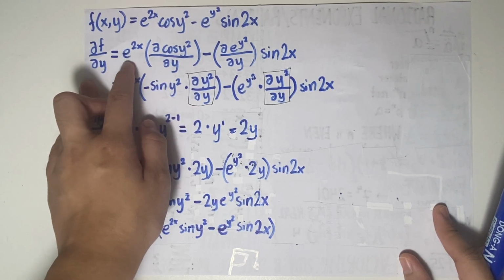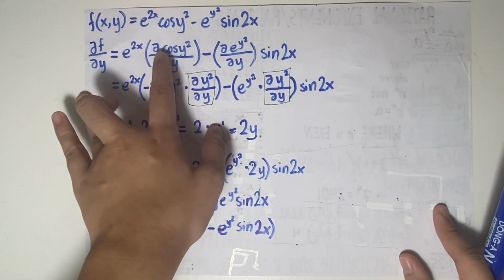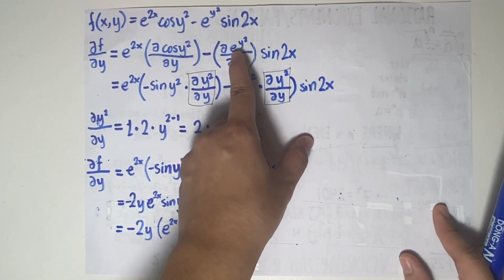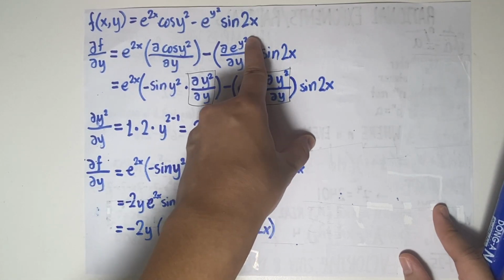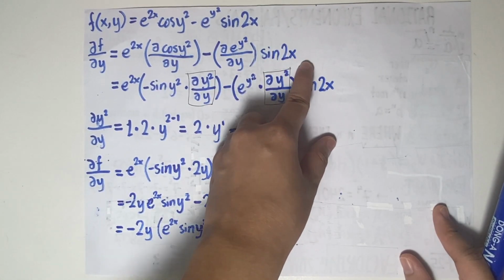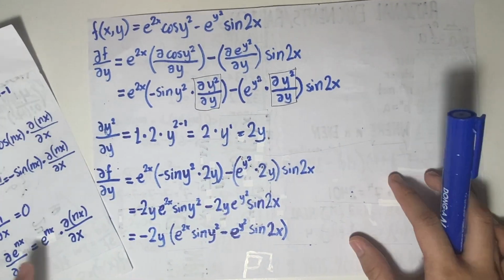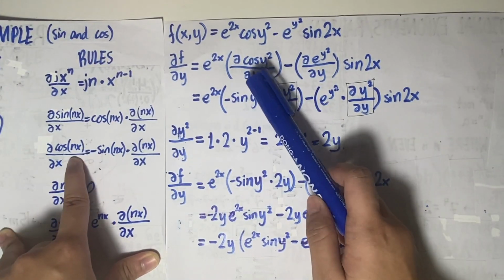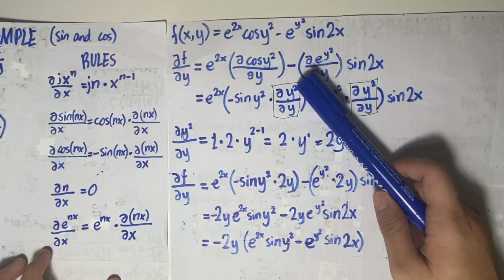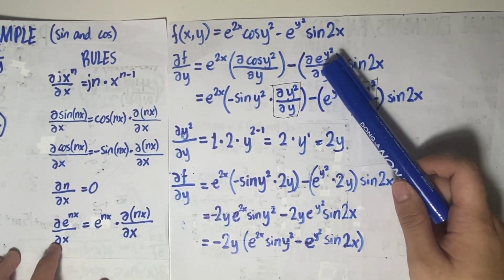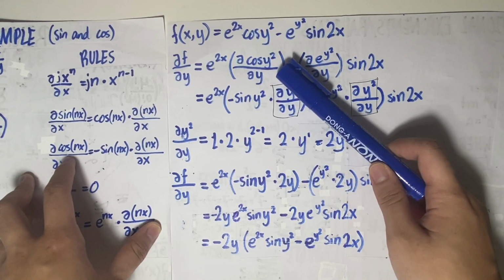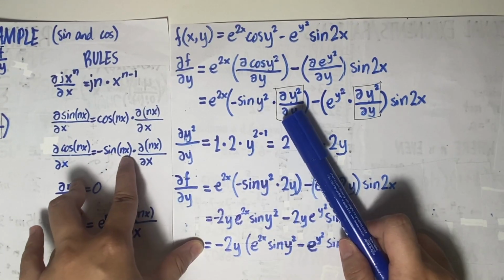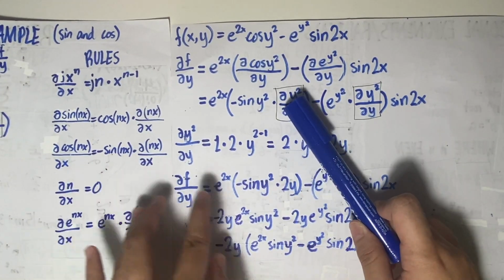So we then have e to the power of 2x times the derivative of cosine y squared, minus the derivative of e to the power of y to the power of 2 times sine 2x. And again, we're going to remember our rules for differentiation. We have the derivative of cosine y squared, and we have the derivative of e to the power of y squared. So the derivative of cosine y squared is equal to negative sine y squared times the derivative of y squared.